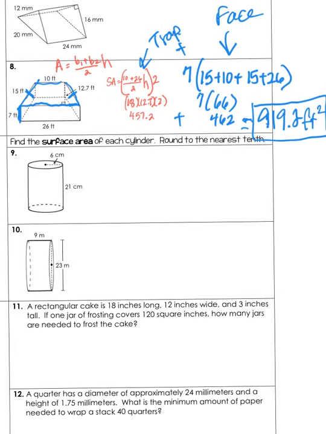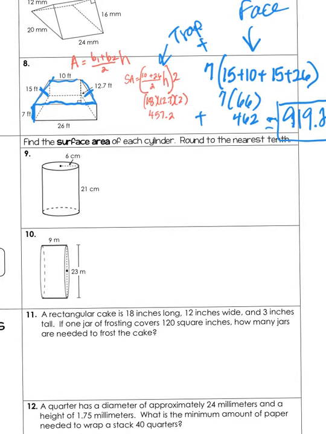Next we'll do the cylinder. I think I'm going to do 10 first and then do 9, because I think 10 looks a little more difficult. So we have from the top to the bottom, that's 23 meters. And we want the radius, so half of 23. Our radius equals 11.5.